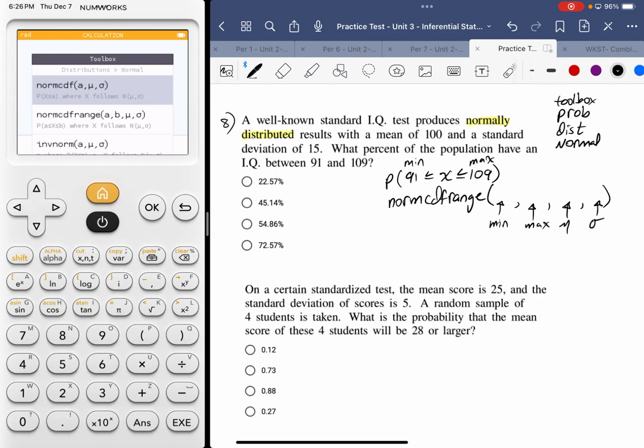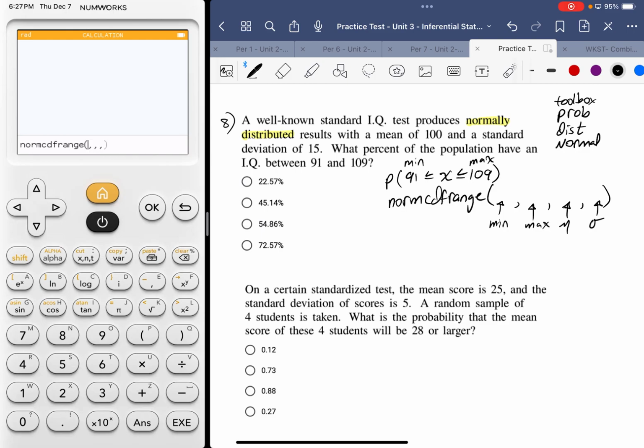Typically, for a population, I use the mu and the sigma. The problem says a well-known standard IQ test produces normally distributed results. It sounds like a population. It didn't say that this was a smaller sample of a population. It just sounds like, in general, this IQ test has a mean and standard deviation of 100 and 15 respectively.